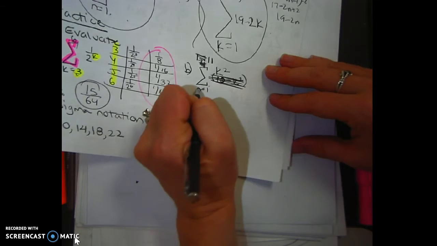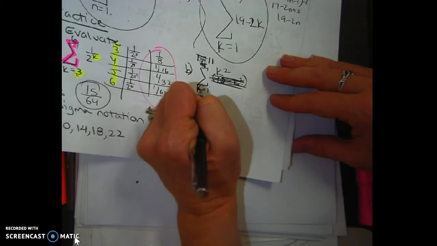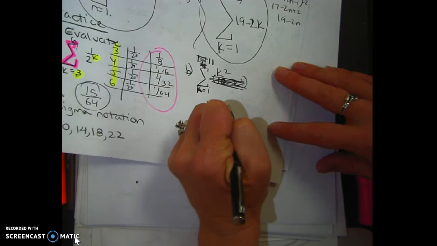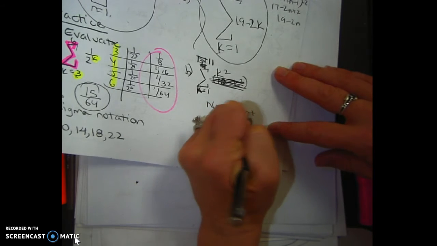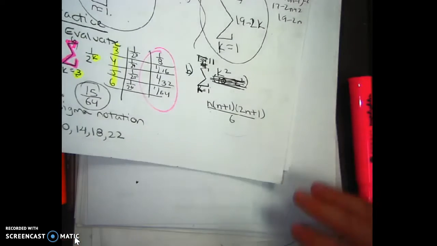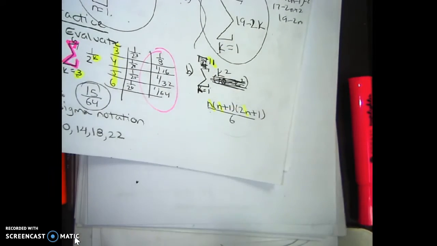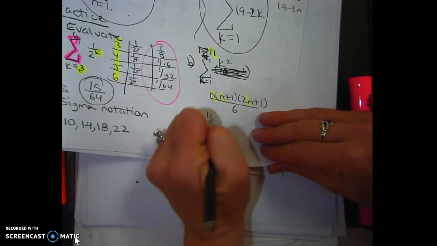So I'm going to go, instead of using, and this should be a k. Okay, that's a k, that's a k. So the formula is n times n plus 1 times 2n plus 1 over 6. So I'm going to take that 11, which is kind of like my k, and plug that in. So I'll show my work.